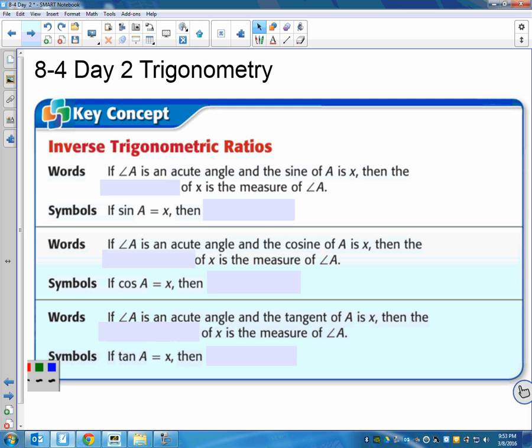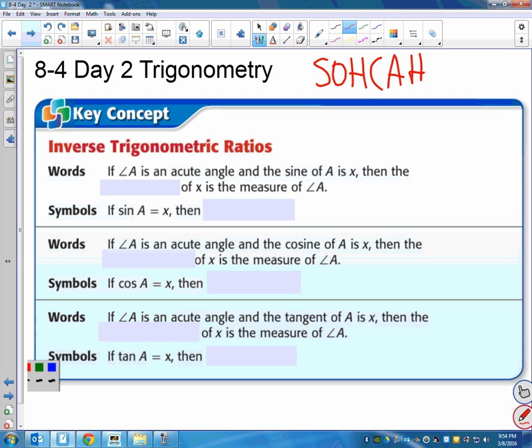And the one thing we didn't get to yesterday with SOHCAHTOA is yesterday we always knew the angle, or we were just writing the ratio of the angle. And we want to be able to solve for missing angles too, just like when we solve for missing sides. So yesterday we talked about SOHCAHTOA, where we can write sine, cosine, and tangent. But what if I wanted to solve for the angle?